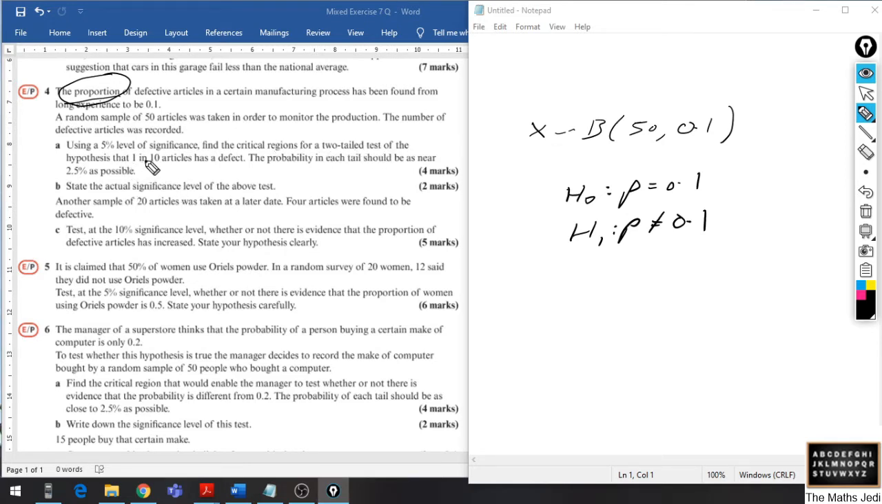And we're being told that the probability in each tail should be as near to 2.5% as possible. That's quite important. We divide the significance level by 2. Again, that's covered in the previous video if you're not sure why. So for this question, we're going to pull up a couple of things here. We are going to pull up our tables list so we can see from our tables where 2.5% occurs. So let me just take a second to do that.